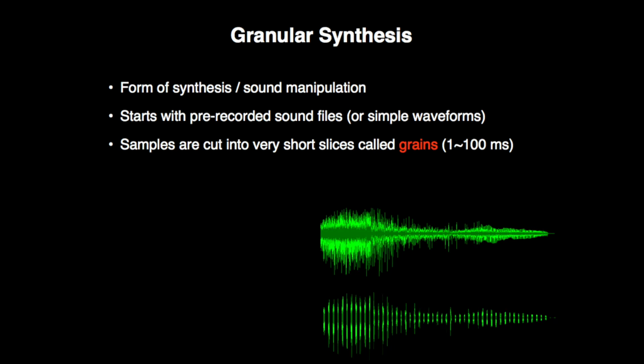So the way that this works is we take a sample, like a recording of, say, a baby crying, and then we cut that sample into very, very short slices, and we call these slices grains. And these grains might last anywhere from, say, 1 millisecond to 100 milliseconds. And even in some granulators, you can have grains as long as 300 or 500 milliseconds. So we cut these samples down into these very, very short grains.